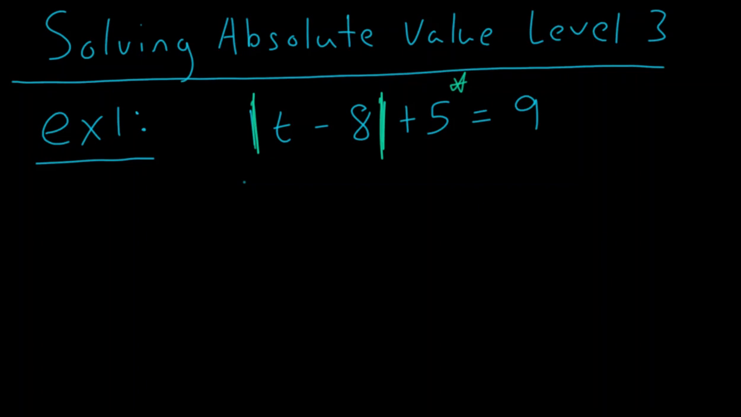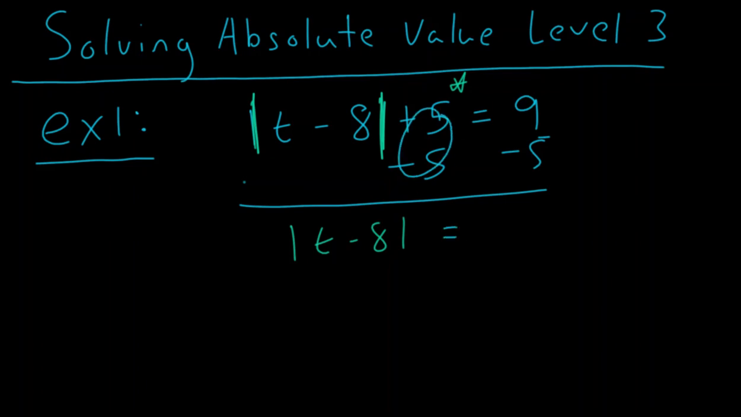So in this case, what I'm going to do is say, well, how do I get rid of a plus 5? Well, minus 5. Minus 5. Okay, perfect. And I can just drop my absolute value bars. I have my t minus 8 inside my absolute value bars. 5 minus 5 is a 0 pair, and 9 minus 5 is 4. And y'all, at this point, it becomes a level 2 problem.